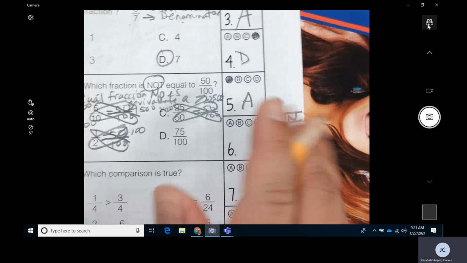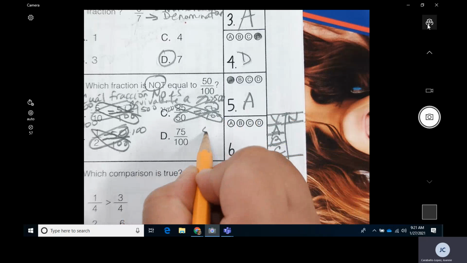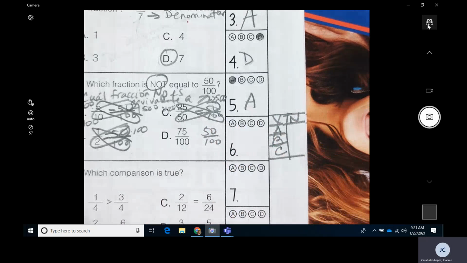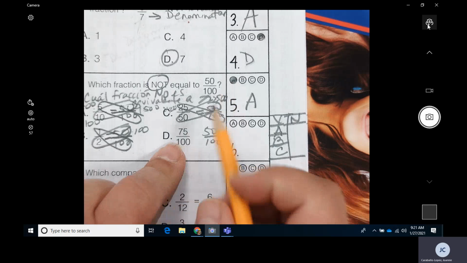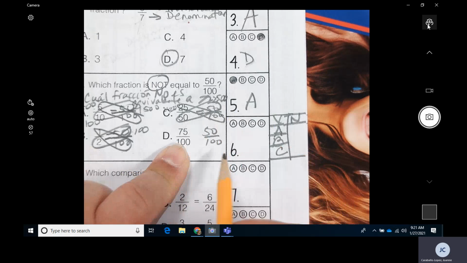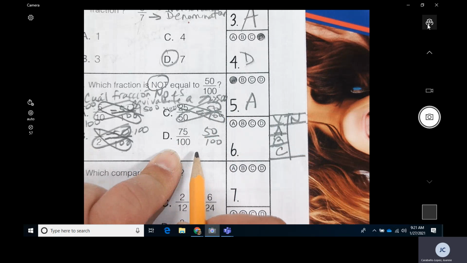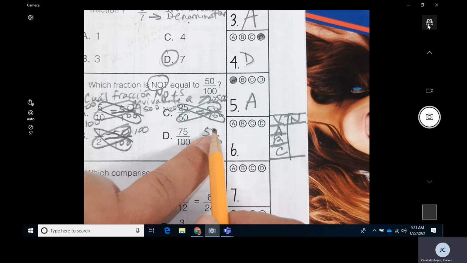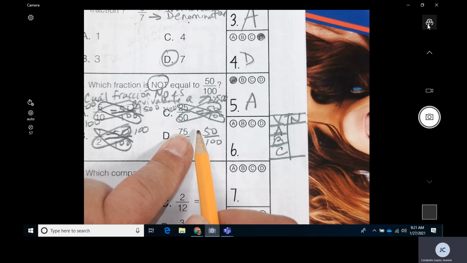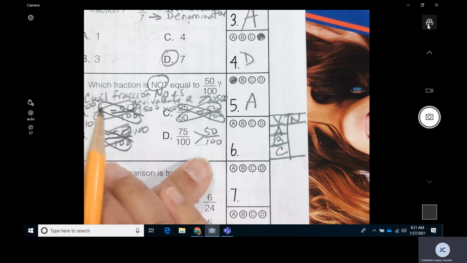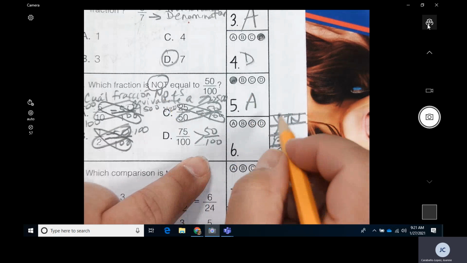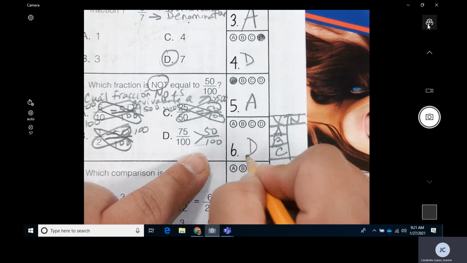And now I have 7,500 and 5,000. Now let me explain this to you. This was the long way, right? We did this the long way. Completely the long way. Because had I just looked at my denominator was the same, right? Yes, right? So my denominator is the same. And then I know that 75 is greater than 50, right? Are they equivalent? No. So 75 over 100 is greater than 50 over 100. Therefore, my answer was what? D.